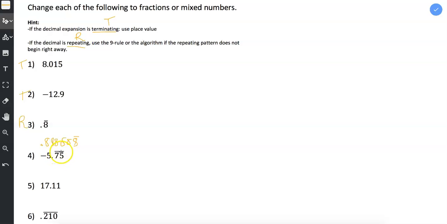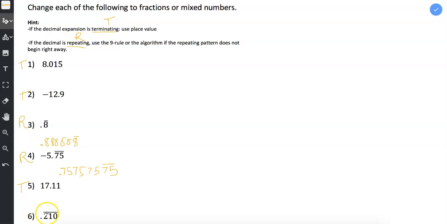All right, example 4. Look, we have that repeat bar again, and that repeat bar says what's being repeated. So the pattern 7, 5, 7, 5, 7, 5 is being repeated. Both those numbers, that pattern, is being repeated forever. So this never ends, so this is also a repeating decimal. Number 5, we have the tenths place and the hundredths place, and then it ends. So this is a terminating decimal.